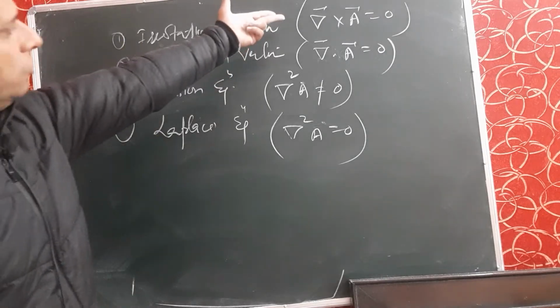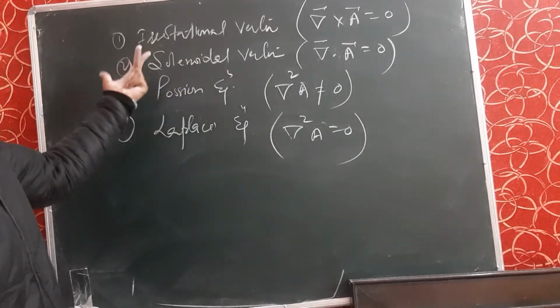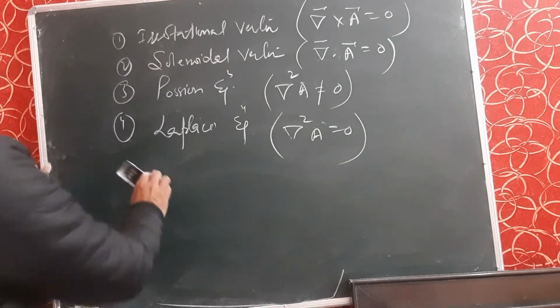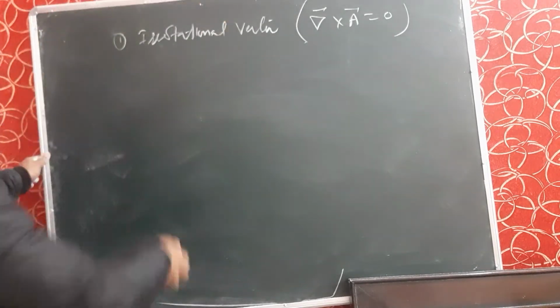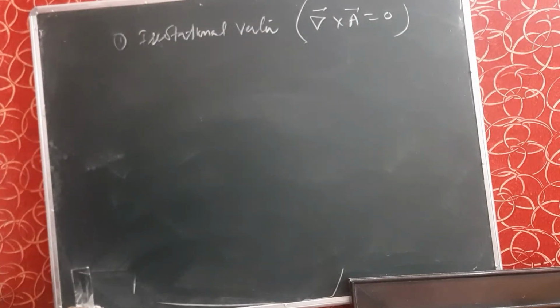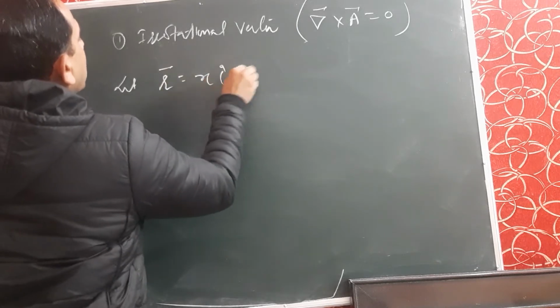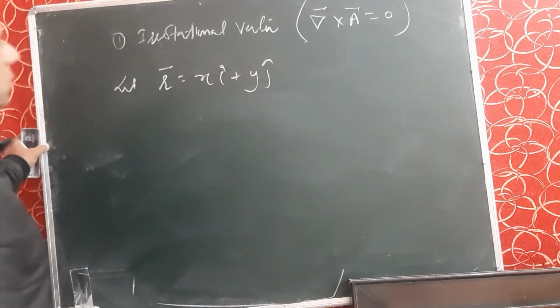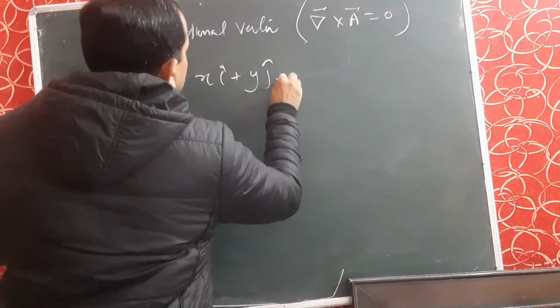So these are the 4 conditions, mathematically, and the corresponding physical meaning of these conditions. So we can do any numerical on the basis of these conditions. Let us do a numerical for an irrotational vector. Let r be given as r equal to xi plus yj plus zk, let us say in 3 dimensions.